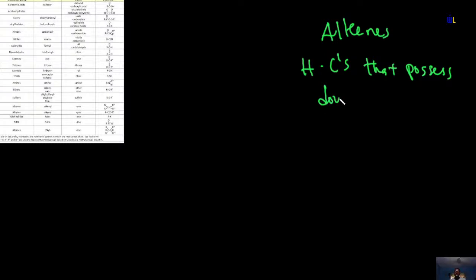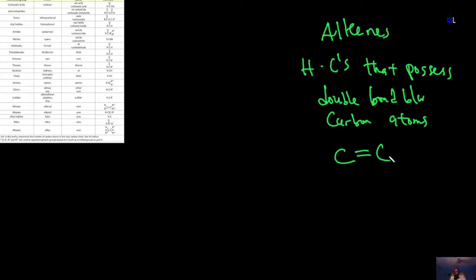Now, after you have considered the ethers, that is when you will begin to consider the alkenes. Alkenes are simply described as hydrocarbons, HCs, that possess a double bond between carbon atoms. So once you notice a double bond between carbon atoms, automatically that is identified as an alkene.